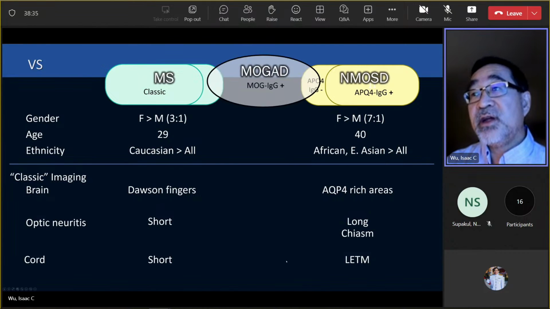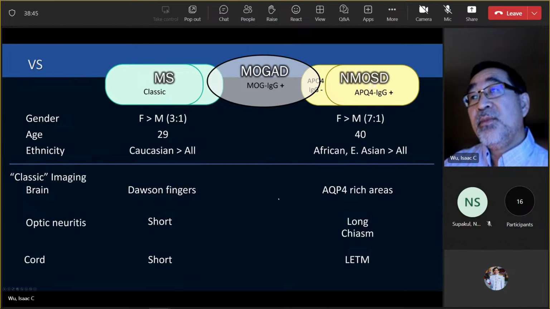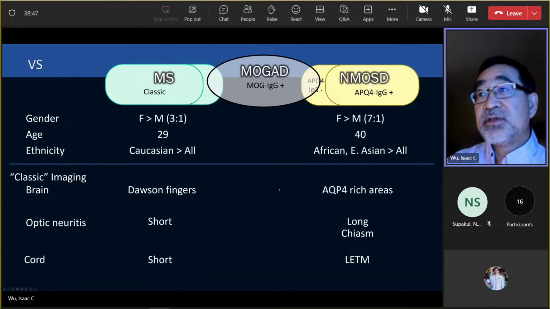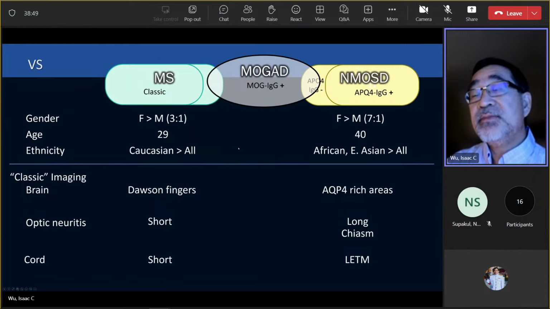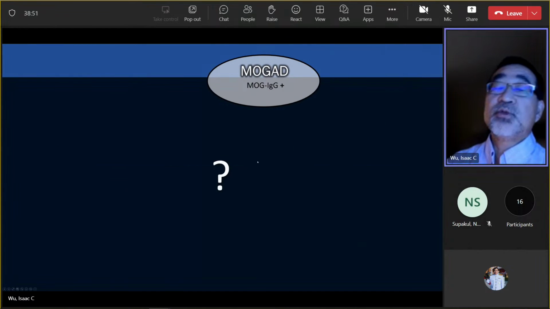Turns out, though, there is also a subset. Remember, there's aquaporin 4 antibody negative NMOSD. Maybe there's an overlap. So there's a disease called MOGAD, which is what I'm going to talk about next.